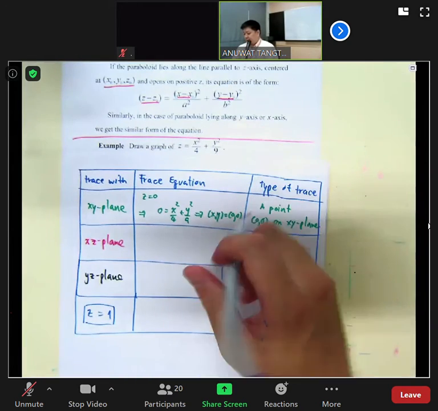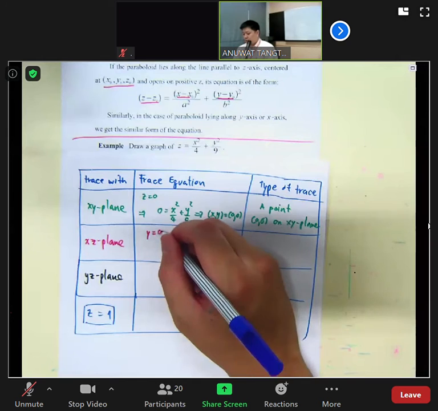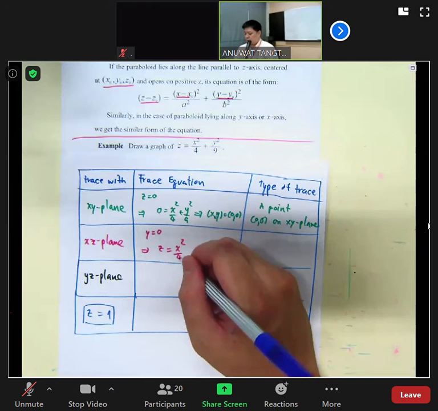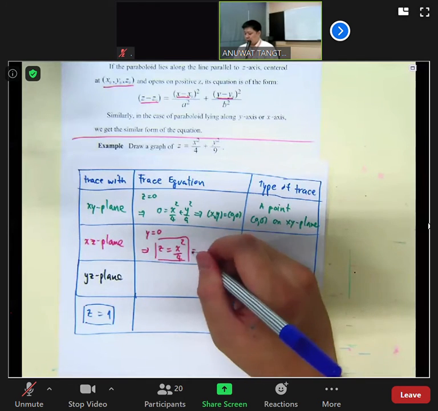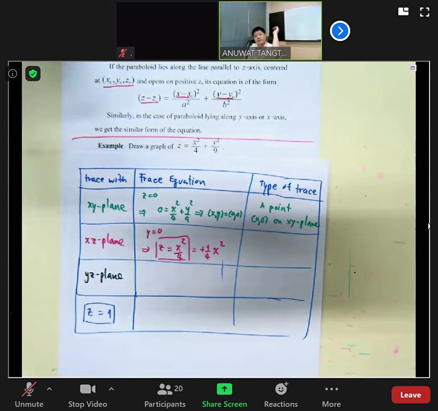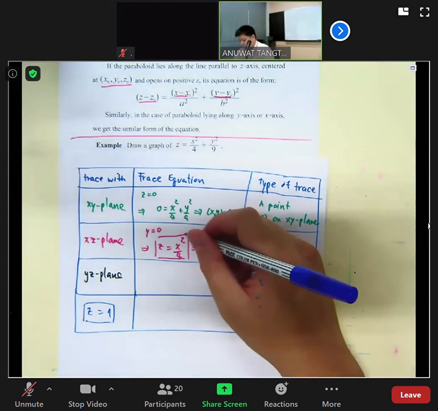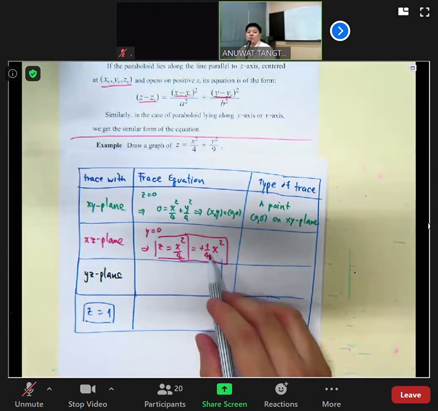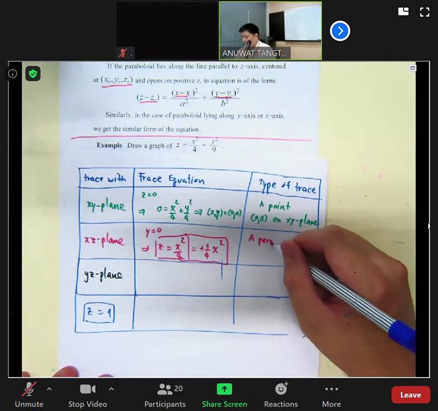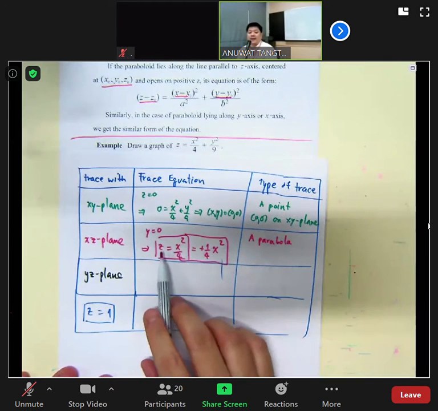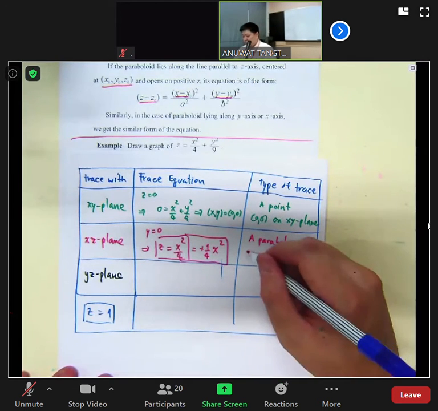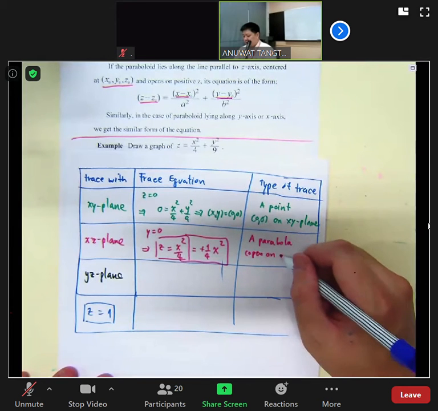Now on the xz plane, we let y be 0. So what we get would be z equal to x squared over 4, or in other words, z equal to plus 1 over 4 x squared. This would be a parabola. The coefficient of x squared is positive, so z would always be positive. So this time we can say it opens on positive z.